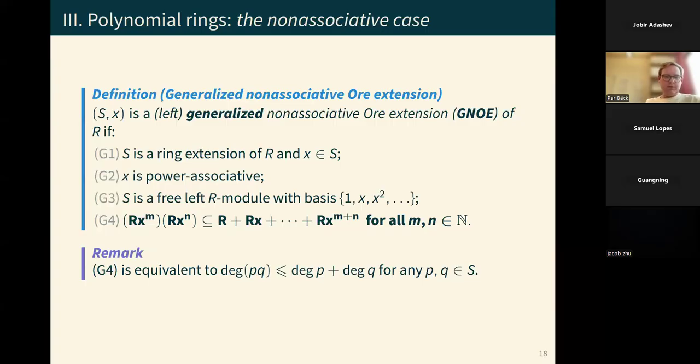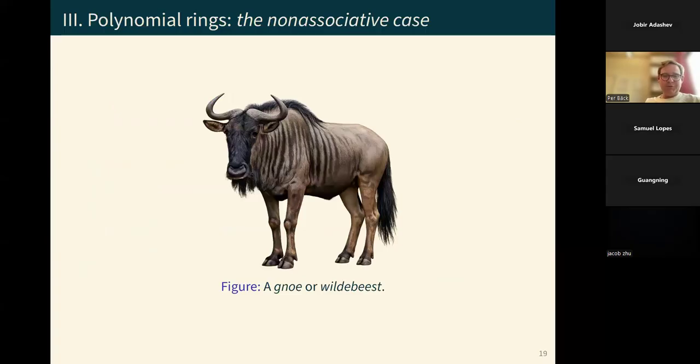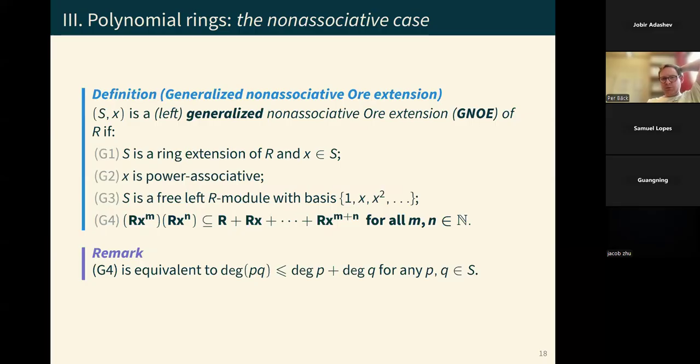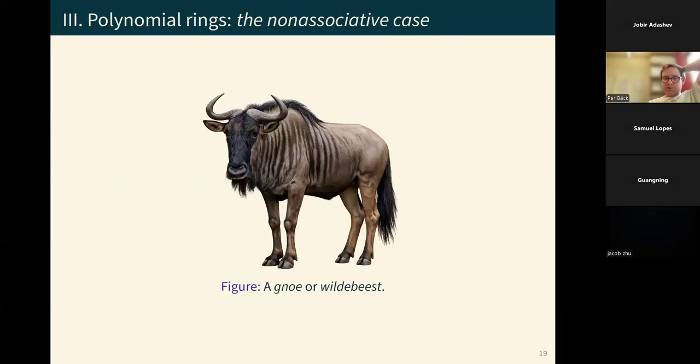Are there any rings that satisfy these conditions? Well, certainly there are. But first I should also say that this abbreviation, generalized non-associative Ore extension, we abbreviate it as a GNOE. And it turns out that it's this creature. In Dutch, this creature is known as a GNOE. So if you Google GNOE, you will not get generalized non-associative Ore extensions as your first hit, but rather pictures of this animal, which is also called a wildebeest, which I thought was nice.